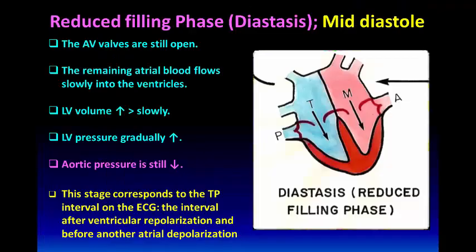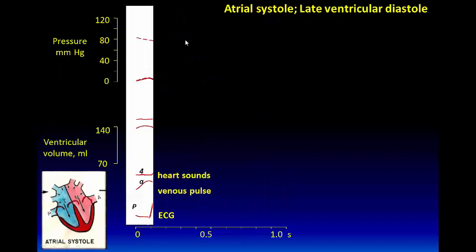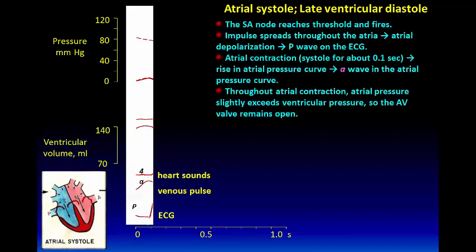After the slow filling phase, the reduced filling phase, we have the atrial systole, which coincides with the late ventricular diastole. So now the SA node has reached the threshold level and fires an action potential, fires a cardiac impulse. The impulse spreads through the atria, resulting in atrial depolarization, and this is shown as a P wave in the ECG. This is the ECG, and this is a P wave here.